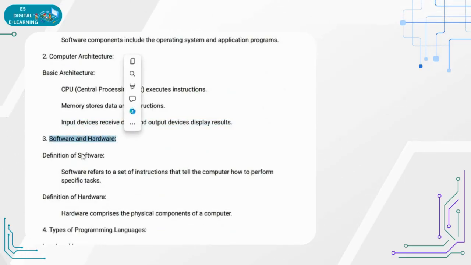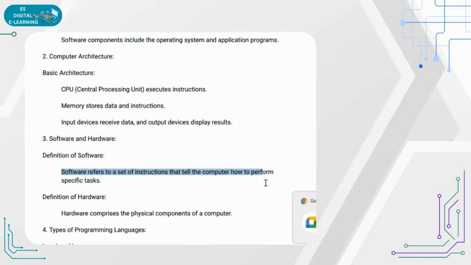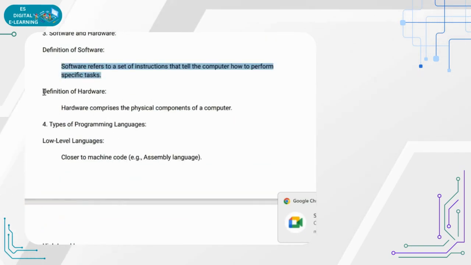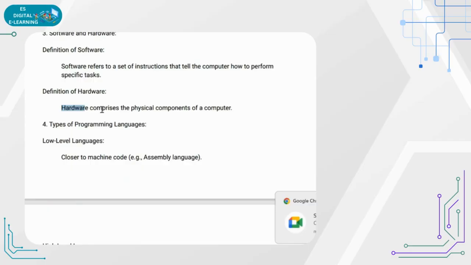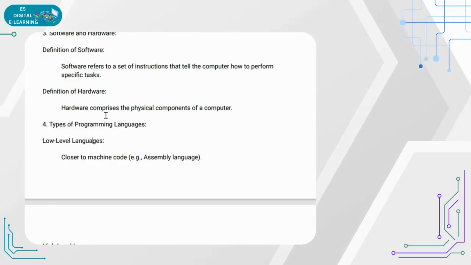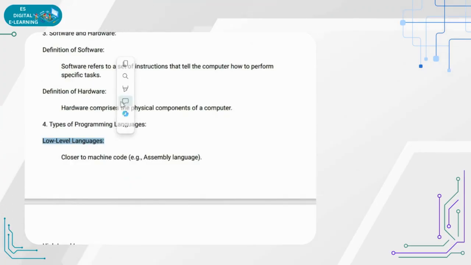And I have given the information on what software and hardware are. As I told you in yesterday's class, software refers to the set of instructions that tells the computer how to perform a specific task. That is the definition of software. And what is hardware? Hardware is the physical component of the computer. Whatever program the computer can understand is lower level language. That is just given here to know.